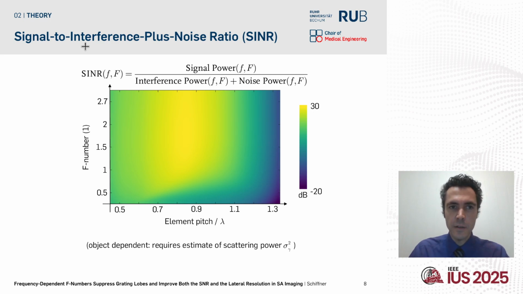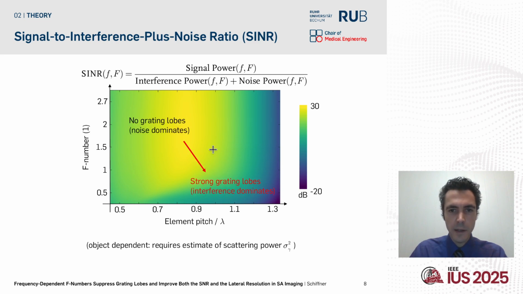These considerations enabled computation of the signal-to-interference plus noise ratio, SINR, and proposition of an F-number. The SINR includes the effects of both the interference, which is caused by the grating lobes, and the noise. The SINR, moreover, depends on the scattering power and thus on the object.